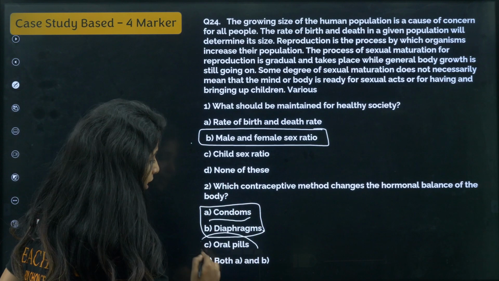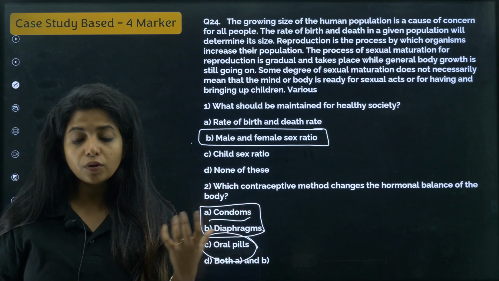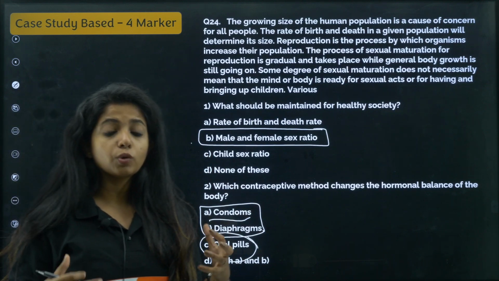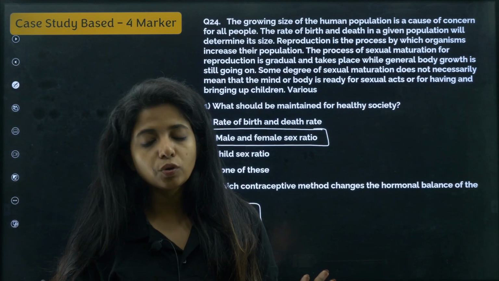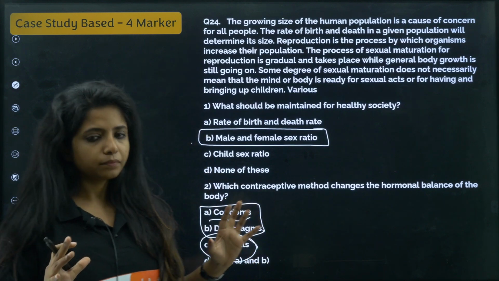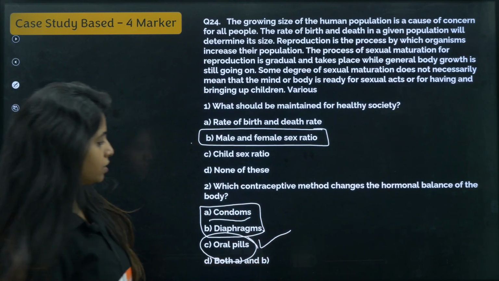Oral pills, they are a mix of hormones, progesterone and estrogen. So they are going to be creating a hormonal imbalance in the body, and that's how they are going to act like a contraceptive method. They are not going to allow the fertilization or basically fusion of the male and female gametes. So hence the childbirth or the fusion will be avoided. So this becomes the answer.